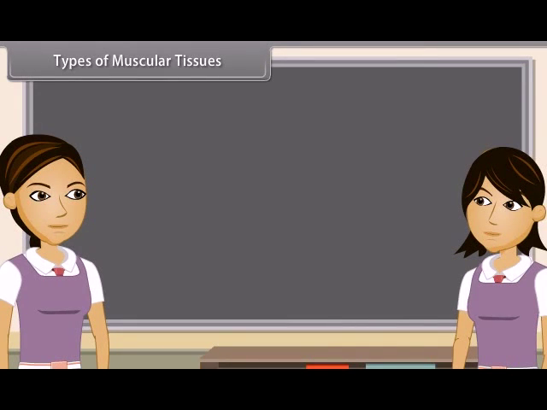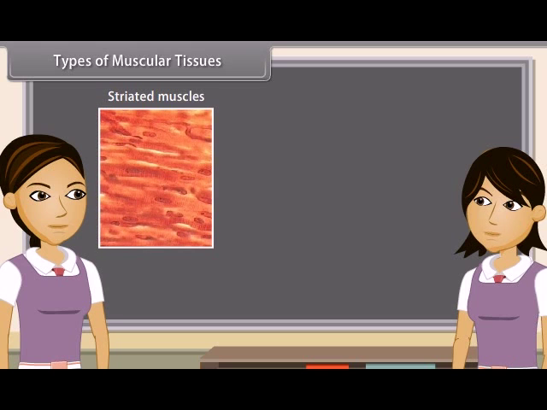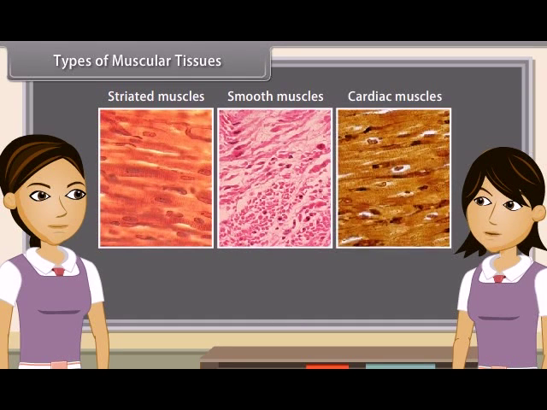Types of muscular tissues. Ankita, on the basis of location, structure and function, muscle fibers are of three types: striated muscles, smooth muscles, and cardiac muscles.